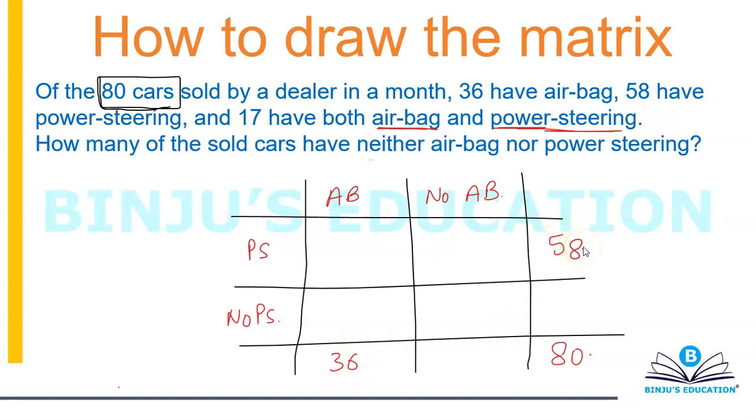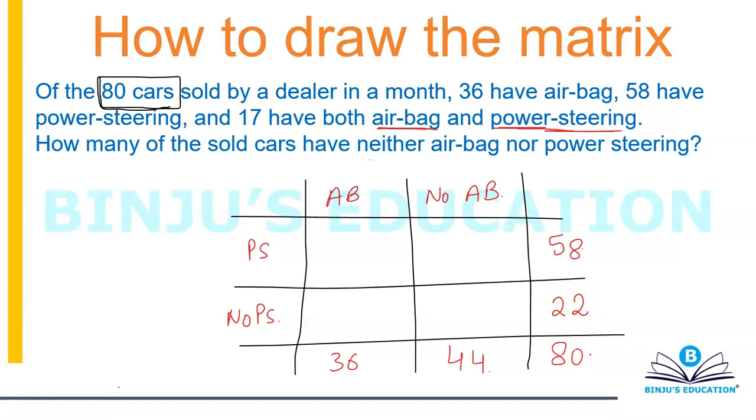Now let's again use our logic. When it says 36 have airbags, can I say remaining 44 will not be having airbags? Remaining 44 will not be having airbags because total cars are 80, out of which 36 have airbags, which means 44 won't be having airbags. So this will automatically become 44. Similarly, 58 have power steering. That means remaining 22 won't have power steering.